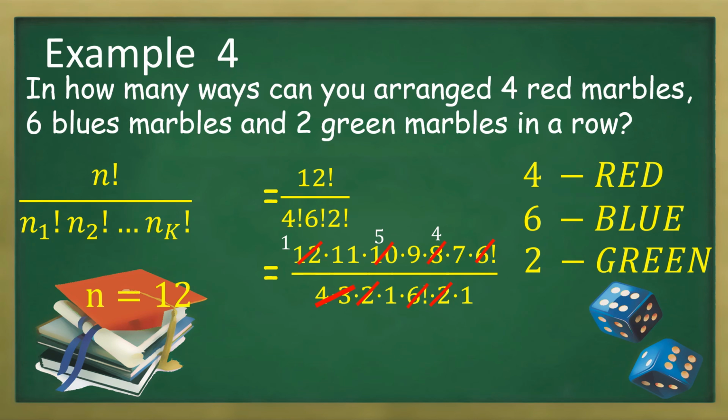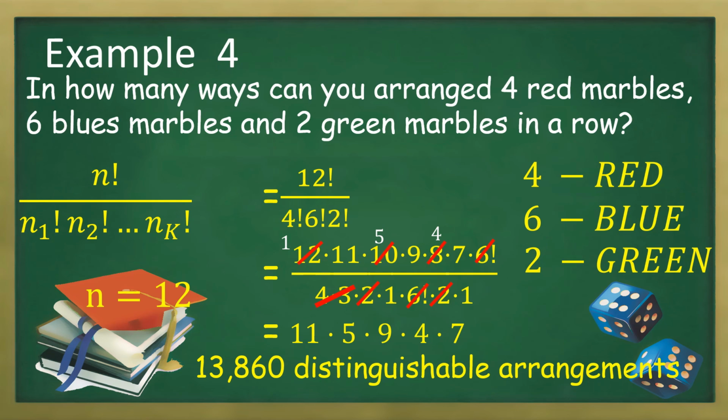So after this, listing down the remaining numbers, we will have 11 times 5 times 9 times 4 times 7, and multiplying this will give you 13,860 distinguishable arrangements.